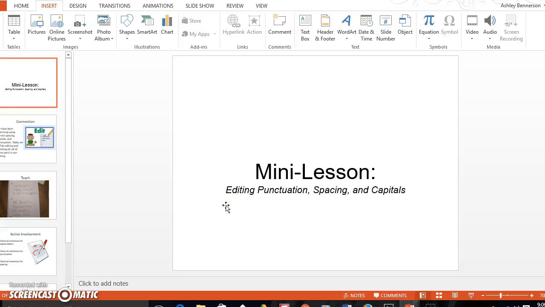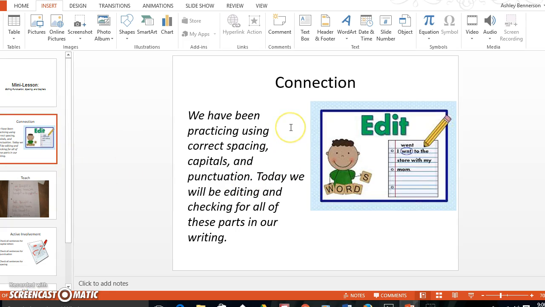Today's mini lesson is all about editing. Today we're going to focus on editing punctuation, spacing, and capital letters. We have been practicing using correct spacing, capitals, and punctuation. Today we will be editing and checking for all of these parts in our writing.